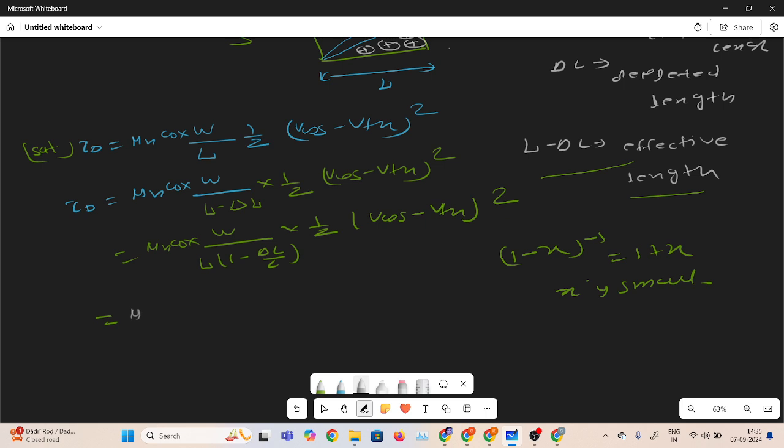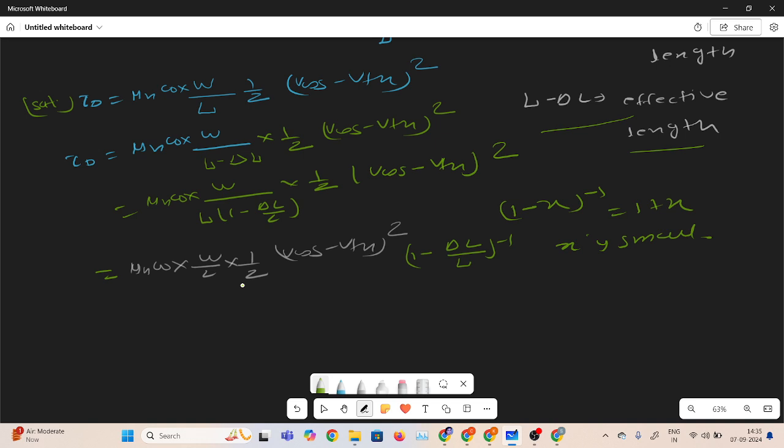So this is the mu1 Cox, this is the W by L into 1 by 2, this is the W by L, and here (VGS minus VTH) whole square, and it will go up. So if it will go up, then (1 minus delta L by L) to the power minus 1. Okay.